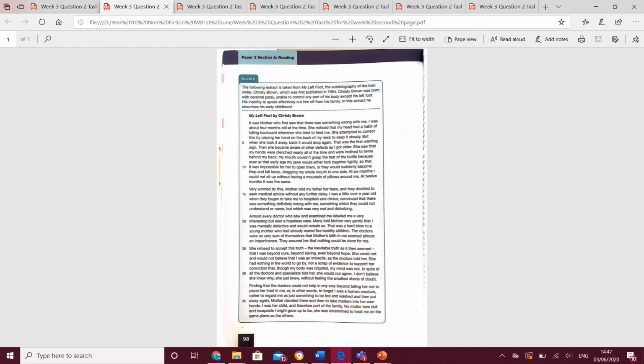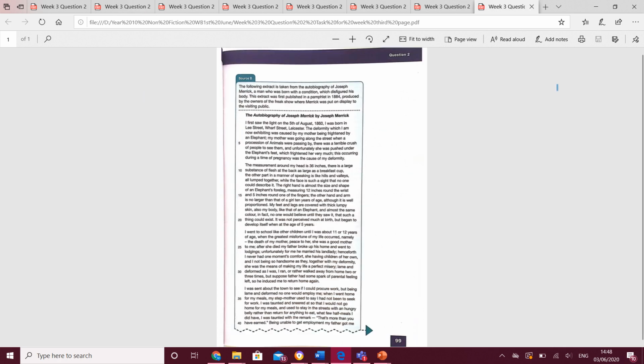So here we have source A, and that is on page 98. Please remember to look and read the introduction as well as the actual source. This is one that you will recognise a little bit because we did this in question 1. So please make sure you have the right page and that you read it all through carefully. Page 99, we have source B. Again, please read through this part here, which gives you the context. I think also we looked at this one in question 1.